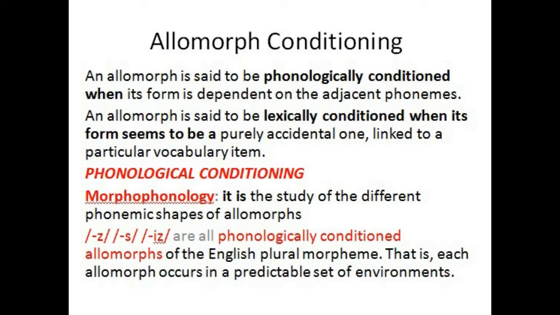An allomorph is said to be phonologically conditioned when its form is dependent on the adjacent phonemes. An allomorph is said to be lexically conditioned when its form seems to be purely accidental, linked to a particular vocabulary item. In this way, we do have two ways, at least in this chapter, of phonological conditioning and lexical conditioning.